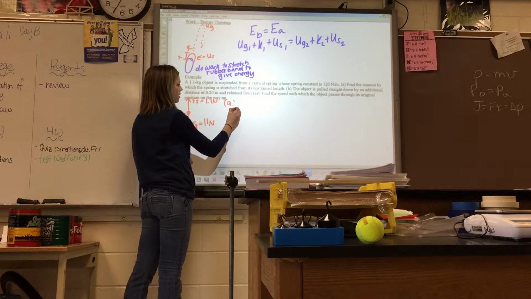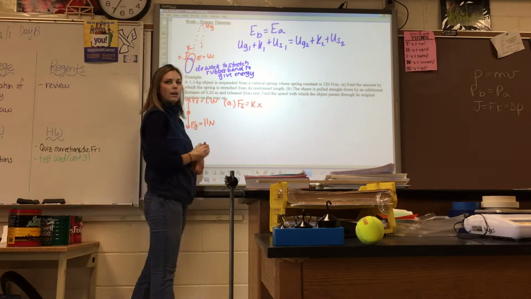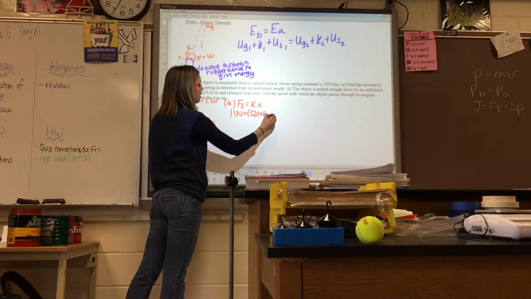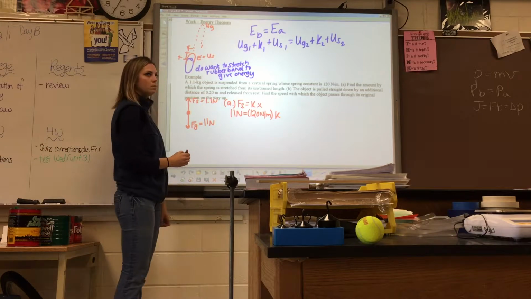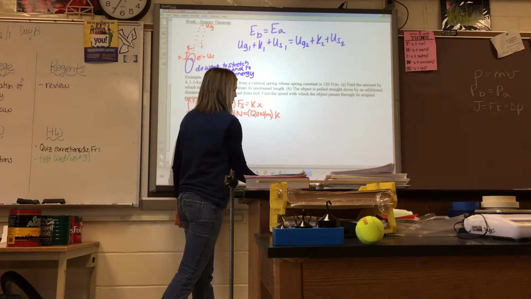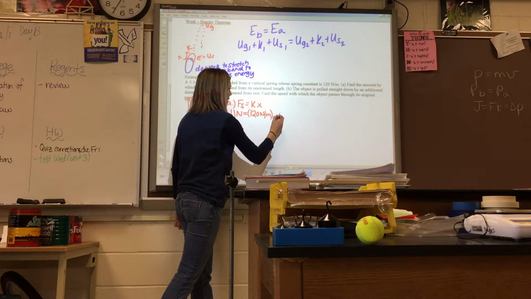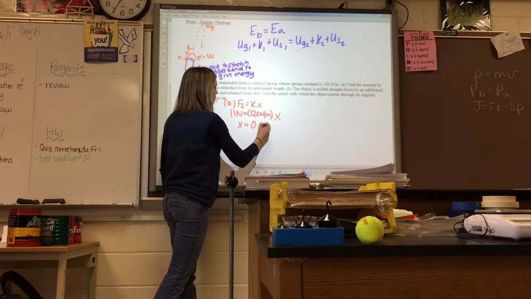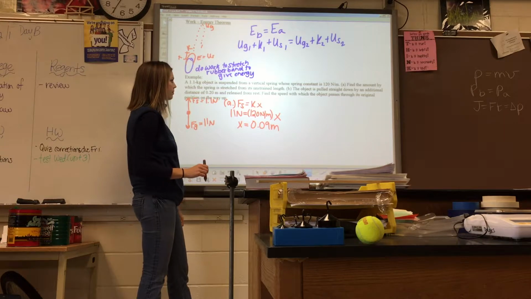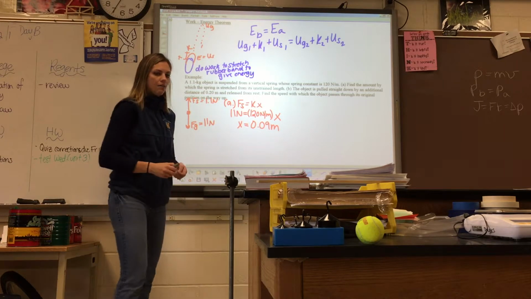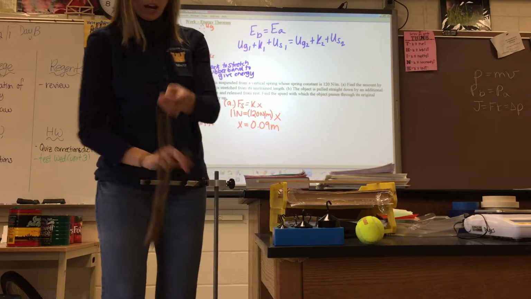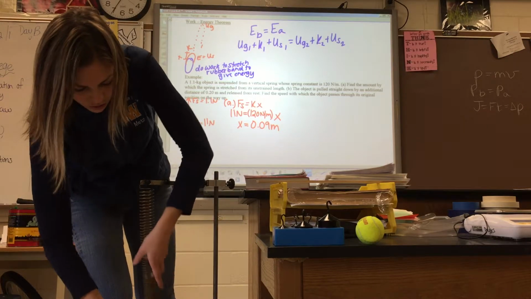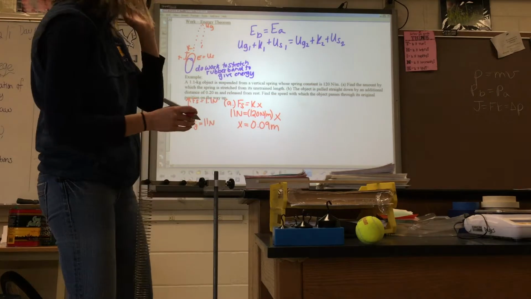To solve for this, I can set Fs equal to kx. So my Fs is 11 newtons, and my spring constant is 120 newtons per meter. Then I can figure out my x. When I solve for this, I figure out that my x is 0.09 meters. So if I have my spring right here and I'm adding a mass onto my spring, it is going to stretch that distance. So it's stretching 9 centimeters.